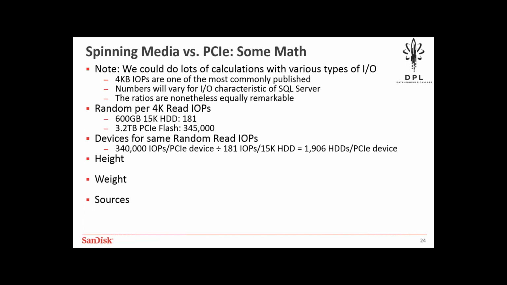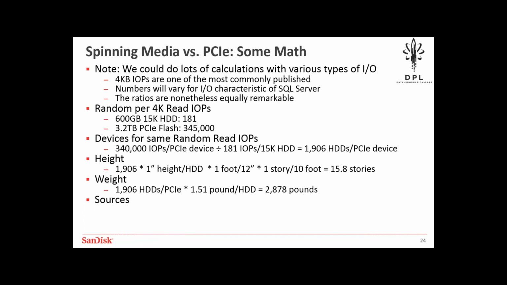For random reads, there is the calculation for that. And look at the physical capacity required. Instead of one PCIe device you can hold in your hand, 1,900 enterprise disks piled up one on top of another, 15.8 stories, almost 16 stories high. Seriously, guys, even if we're looking at SQL Server types of IOs, 8 KB, 64 KB, the number is going to be many tens of feet to match what one PCIe device could do. How about weight? Over a ton of those disks.